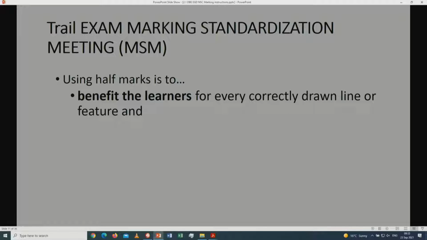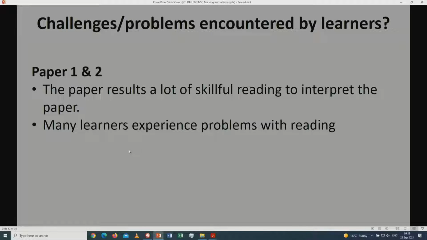All right, this one over here I want to point out to you, the benefit to the learners for the correctly drawn line or the feature itself. To ensure consistency when marking, please make sure that the correct line basically needs to be placed in there.